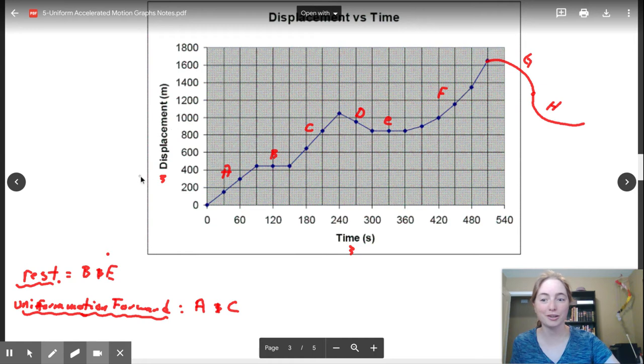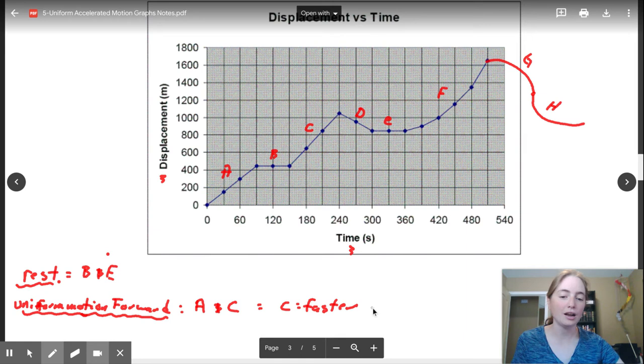So here, if we're increasing, this is 0, this is the starting point. Well, you are increasing your displacement as time goes on, and it's a nice flat line. It's doing so constantly. Now, which one's faster, A or C? C is faster. Why? Slope is steeper. Okay, so C is faster because of the larger slope.